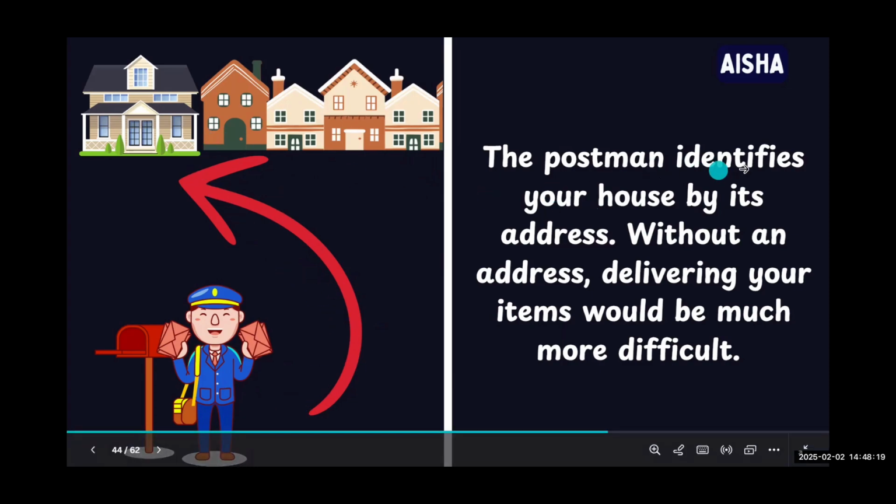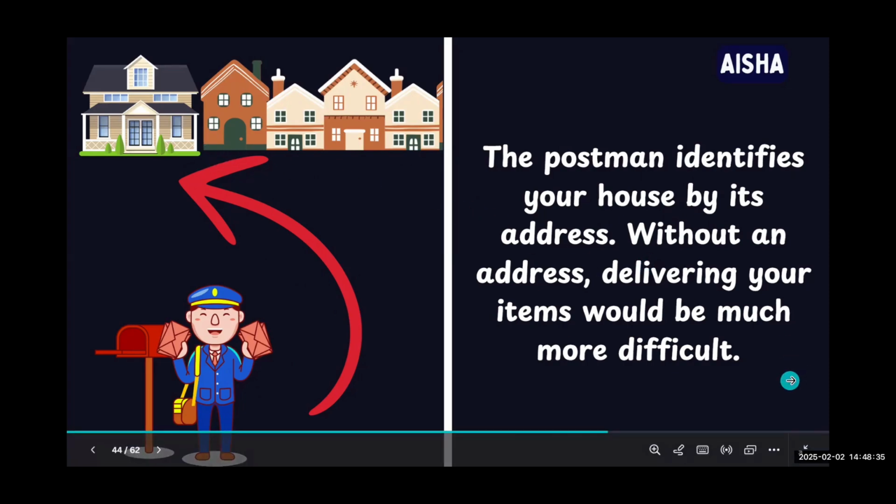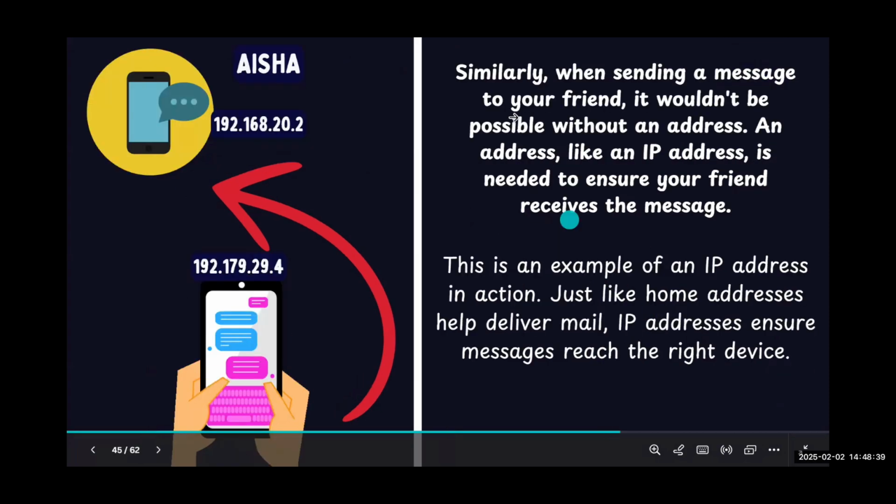The postman identifies your house by its address. Without an address, delivering your items would be much more difficult. Let's say his job is to take 100 mails and deliver them in one day. It would take him 2 to 3 hours finding one house every single day, and if you times that by 100, that's like 100 hours. It would take him a long time to find your address.